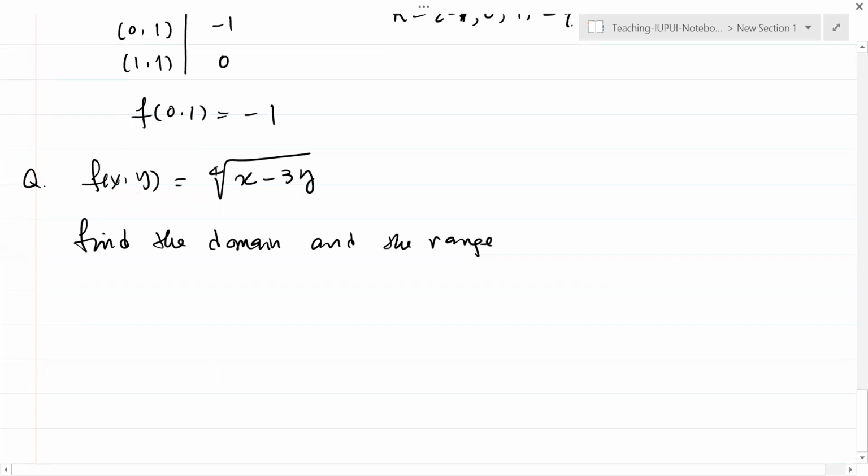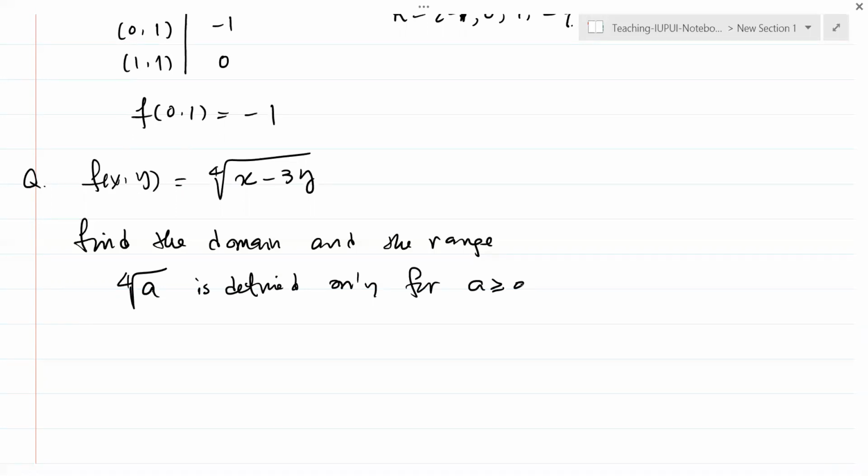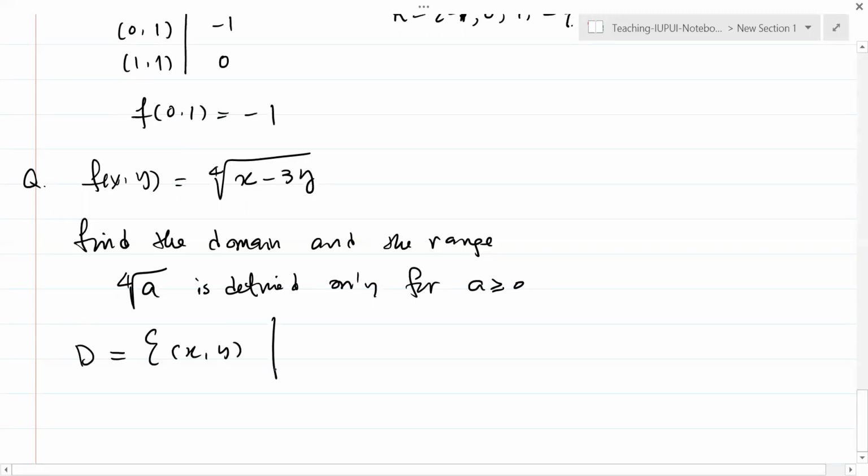So this is a fourth root, like a square root. And this is defined only for a greater than or equal to 0, because it's the fourth root of a. So in order to find the domain, you just need to solve this inequality.